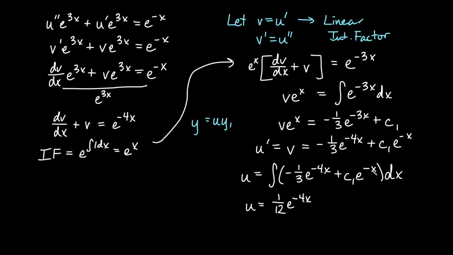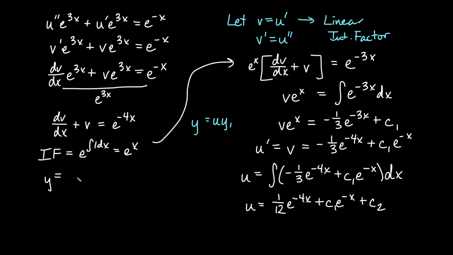And now for this next term, when we take the antiderivative, a negative 1 would technically come out, but c1 is just some arbitrary number. It could be positive, negative, 0, so the negative 1 doesn't really matter. We just get still plus c1 e to the negative x there. We would get plus c2, though, from integrating this time. And so now we know our solution is going to be u times y1. So this times our original y1.